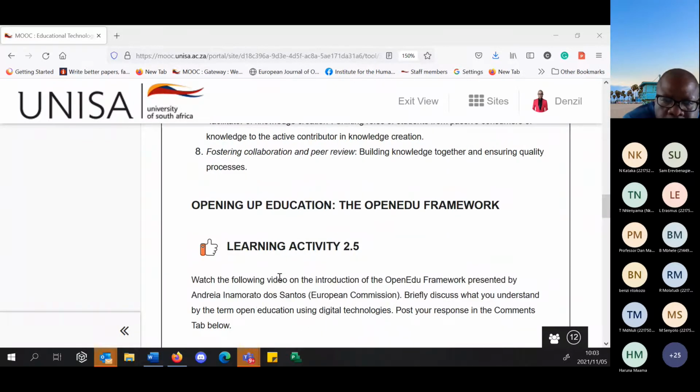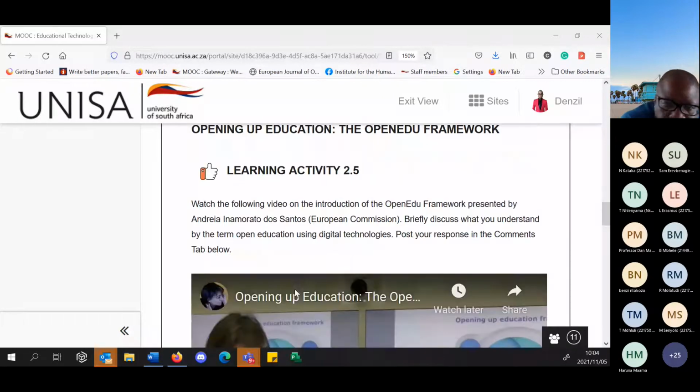Now this is the Opening Up Education framework, and this is the one that I spoke about, which is a critical document. I cannot stress this more, that Andrea Inamorato dos Santos put together. What I want you to do is briefly discuss what you understand by the term open education using digital technologies in this activity. And when we talk of open education using digital technologies, what's quite critical here, colleagues, is you watch the video and look at what it means to have open education using digital technologies.